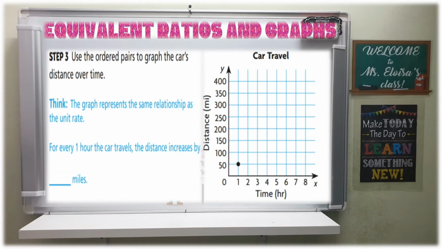Step 3. Use the ordered pairs to graph the car's distance over time. Think: the graph represents the same relationship as the unit rate. For every 1 hour the car travels, the distance increases by 50 miles. Look at the graph.